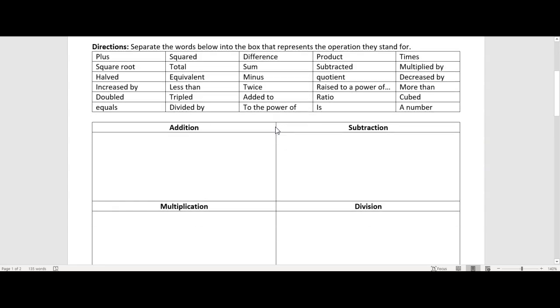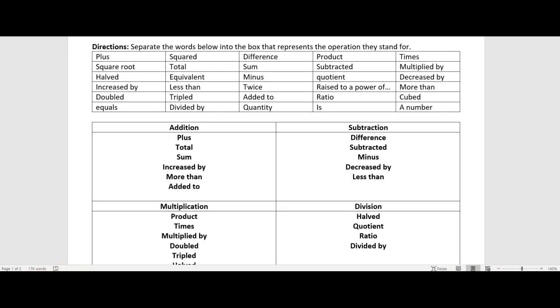So again, pause the video, take some time, sort those words into the categories you think they belong to, and then we'll review. We have to know what these words mean before we start problems, because if we read problems that have a word like this in them, we need to know what operation they stand for. So pause and then come back once you've finished.